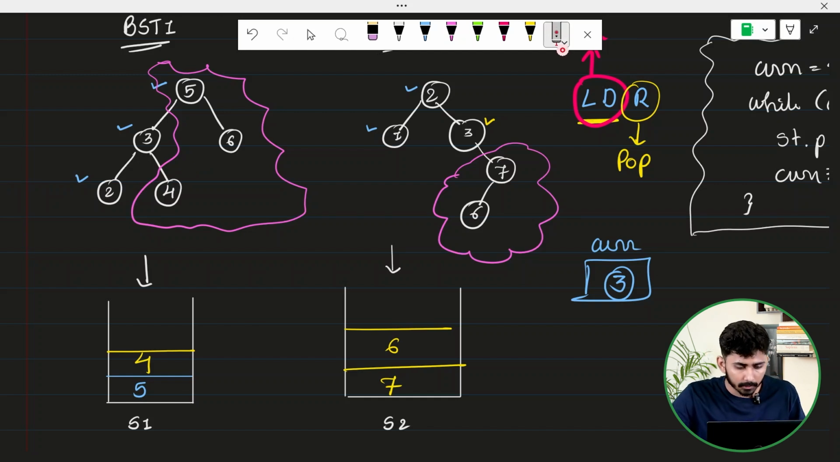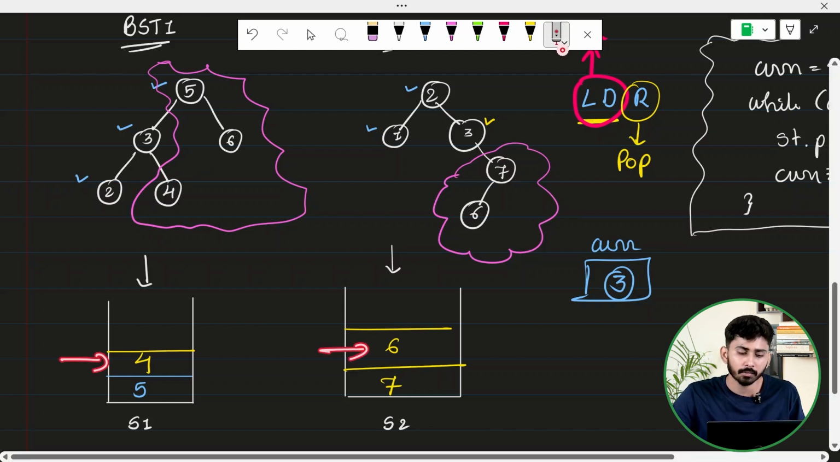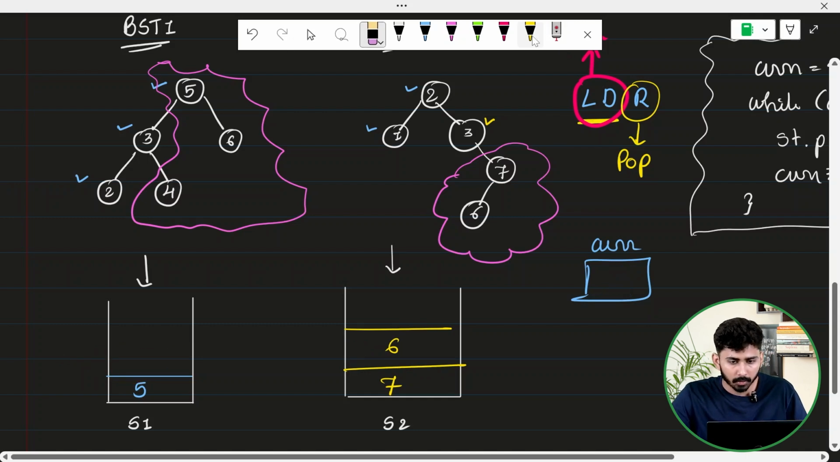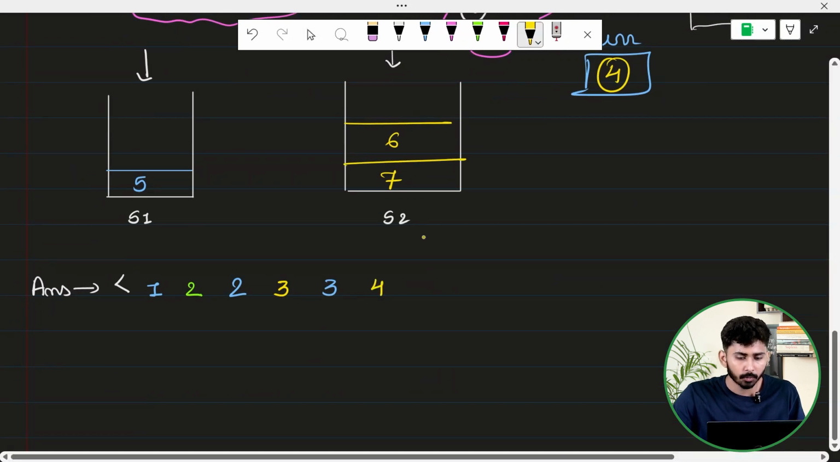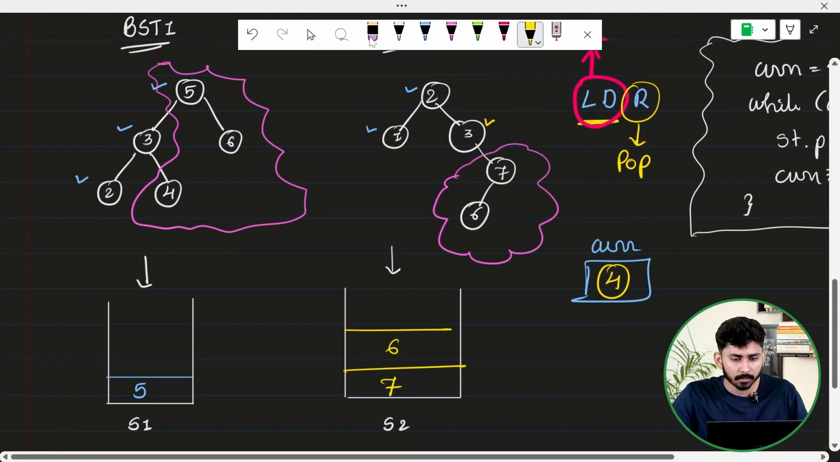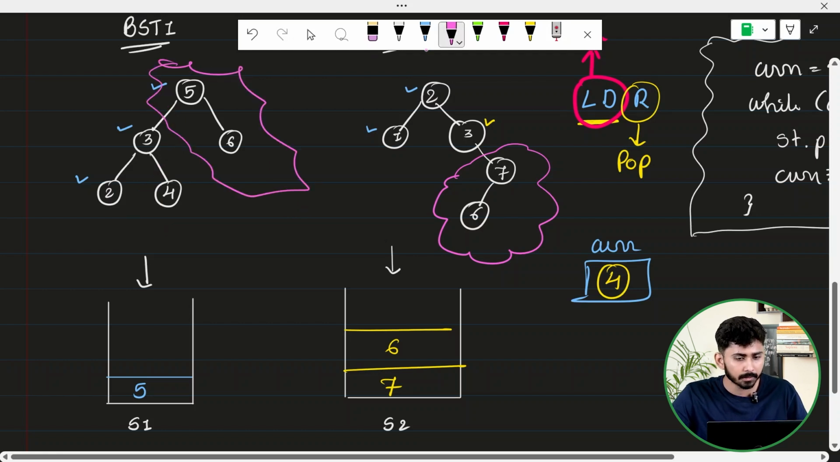That's it. Now again check the smaller one, 4 and 6. Which one is the smaller one? I can see 4 is the smaller one. So remove this 4. Current node becomes 4. So print the data in the answer list. 4 has been printed. Now how many nodes are still remaining from this BST1? From this BST1 I can see 4 has been printed. Only this many elements are remaining.